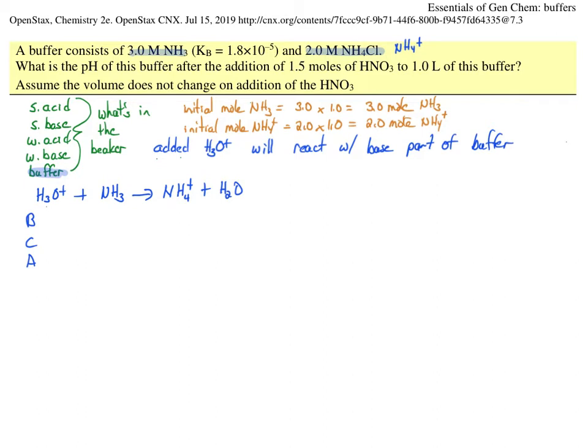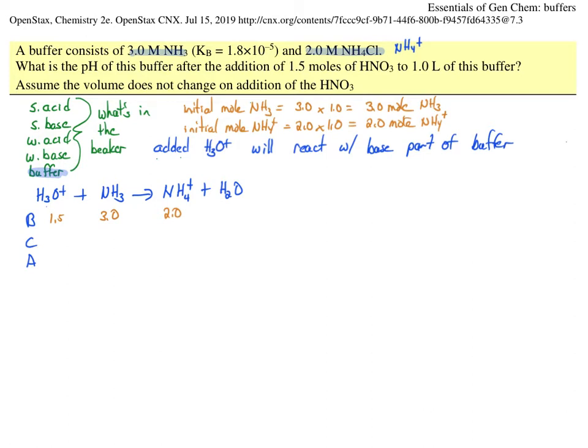Again, we're going to use a BCA table to help with our bookkeeping. We've added a lot of acid. We've added 1.5 moles of H3O+. And initially, we have 3 moles of ammonia, and we have 2 moles of the ammonium ion. This is before a reaction of the buffer with the added acid.